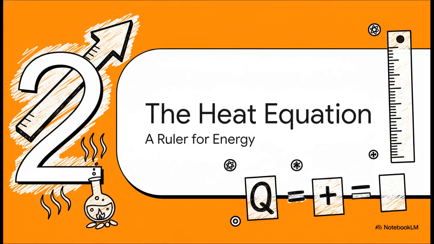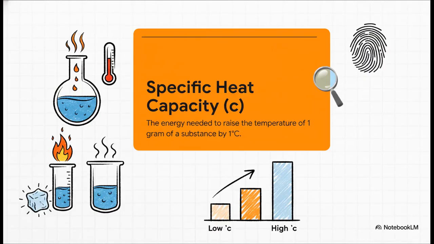Think of this as our ruler for energy. To use our ruler, we need to know about a property called specific heat capacity. We use a lowercase c for it. You can think of it as a substance's personality, or its energy fingerprint. It tells you how stubborn a substance is about changing its temperature. A low specific heat means it heats up and cools down really easily. A high specific heat means it can absorb a ton of energy without getting much hotter.